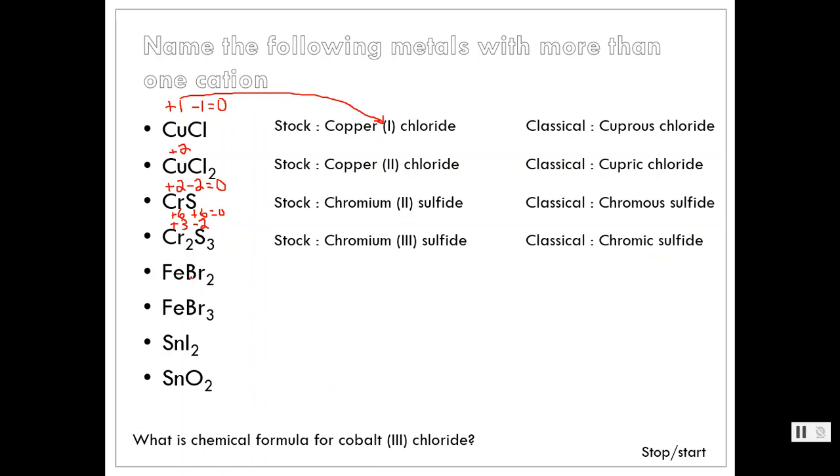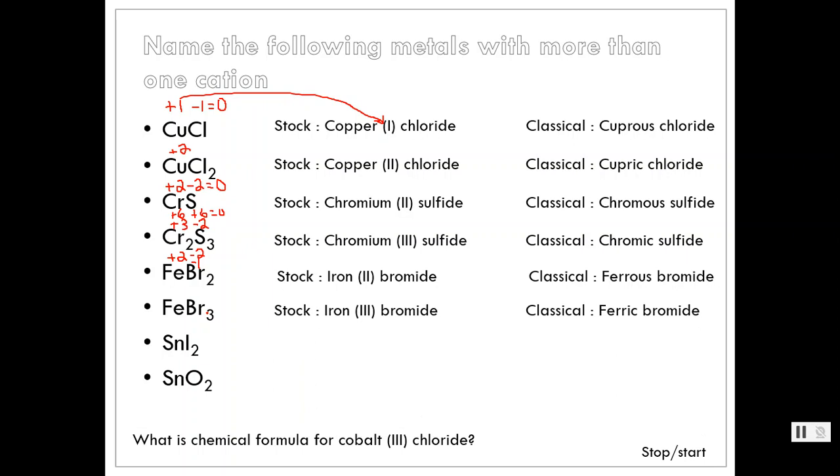Almost done. FeBr, halfway done. FeBr2, bromine, another halogen, is a -1. There's 2 of them, so that's a -2 charge. So to counteract the -2 charge, each iron must be a +2. So iron(II) bromide or ferrous bromide. And then FeBr3, same thought process. That iron is going to have to be a +3 to counteract the -3 from the Br3. So iron(III) bromide or ferric bromide.